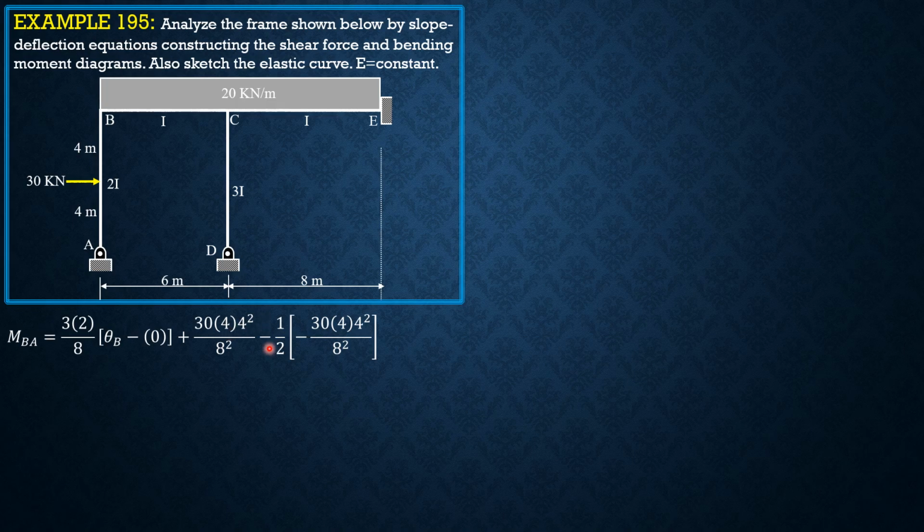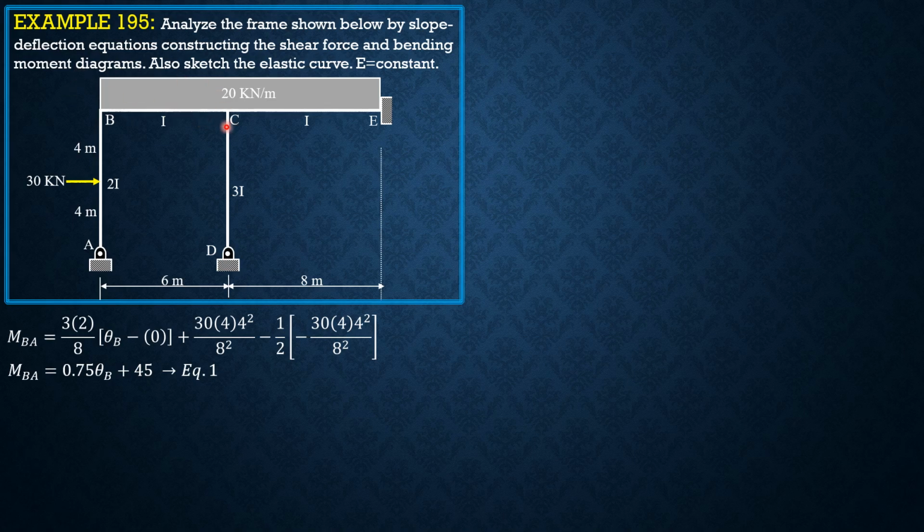Then minus 1/2 fixed moment at A, which is negative because it is in the left, same formula, but treated negative because A is in the left. So therefore MBA simplifying is 0.75 theta B plus 45. Call that equation 1. Then we proceed to setting up MBC.